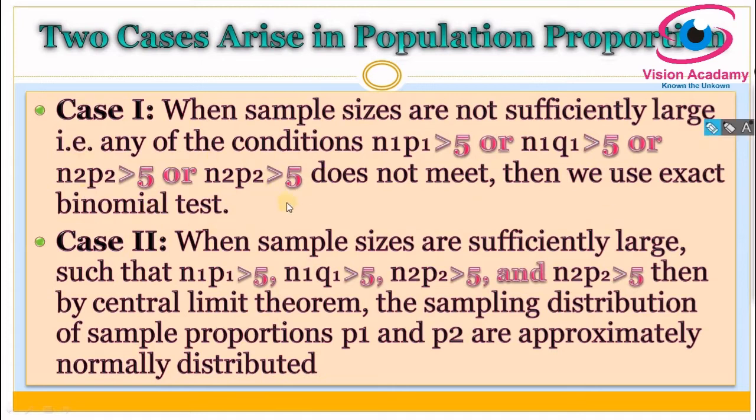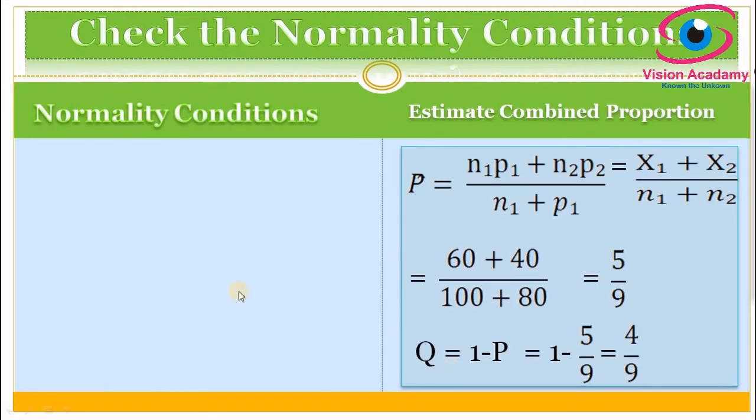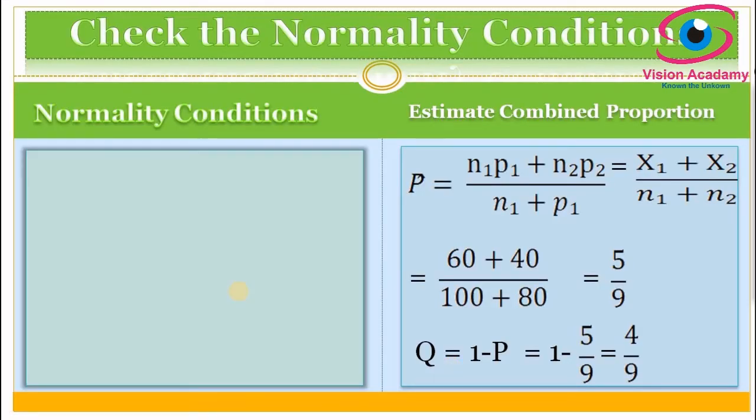This is the condition which I explained just now. Now let us check the normality condition in this problem. As I said, we have population 1 and population 2. From population 1, the number of samples is 100, and the population proportion of high consumers of wheat is 60%. So N1 would be 100 and P1, the small p, would be 0.60. If you multiply 100 by 0.60, it would be 60. 60 is greater than 5. So N1 P1 meets the normality condition.